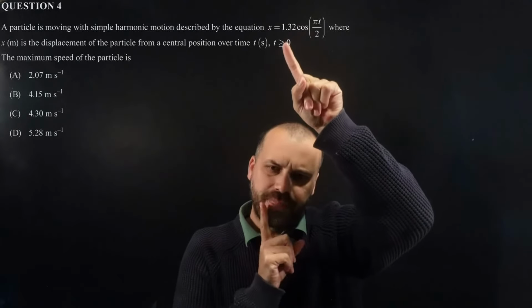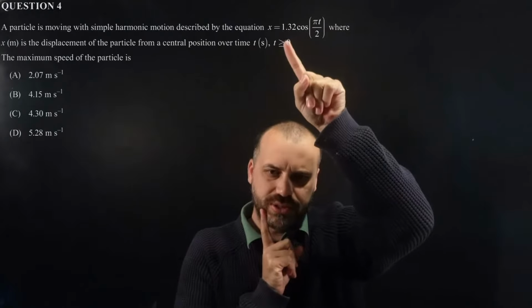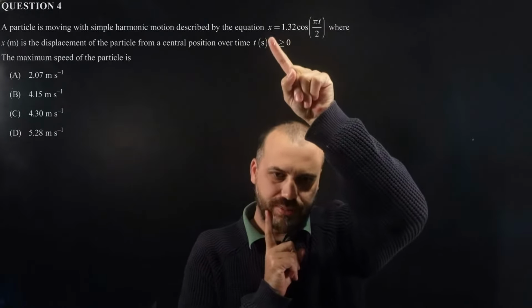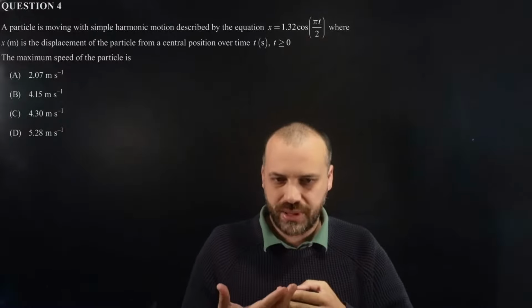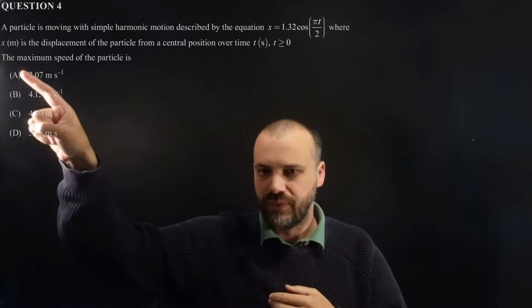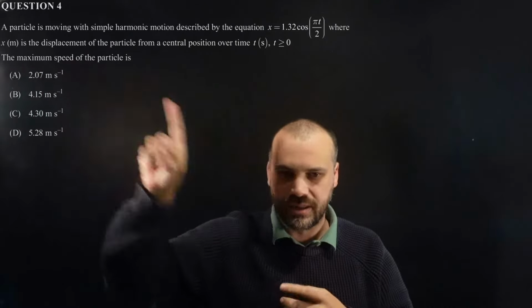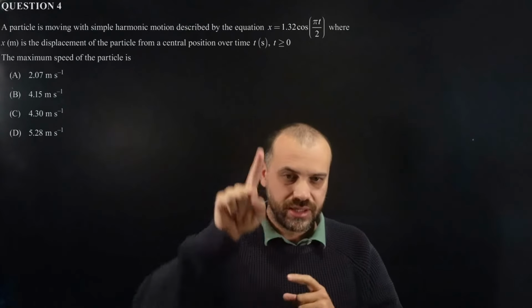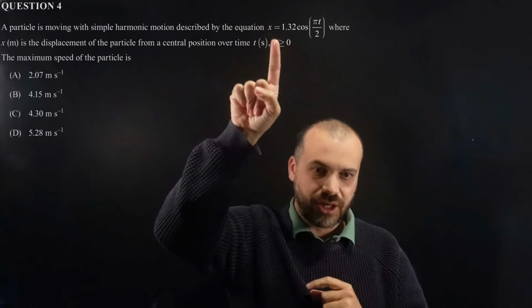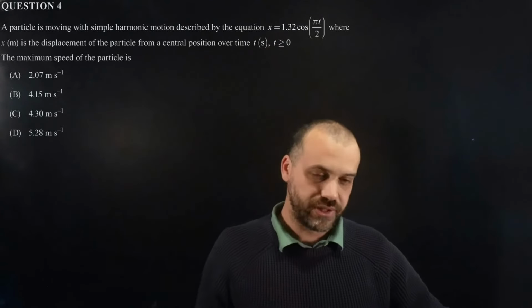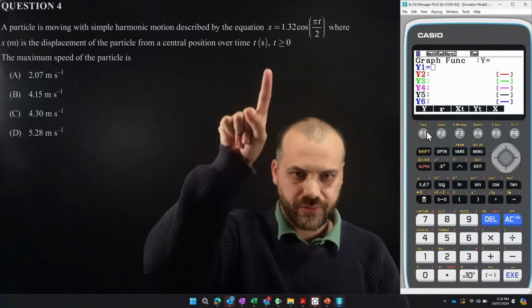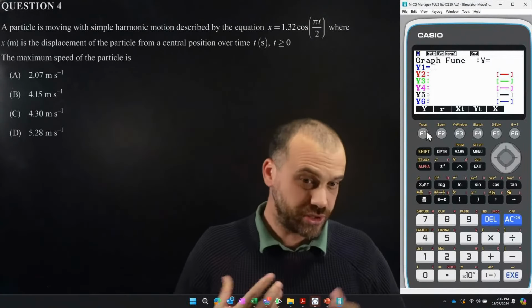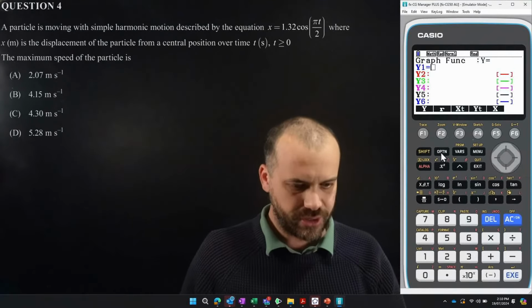Well, actually, I'm not going to sketch this graph because this is the graph of displacement with respect to time. But I don't want to know anything about displacement. I want to know the maximum speed. So that's about velocity. So instead of graphing this function, I'm going to graph the derivative of this function. Feels a little similar to the last question, actually. All right, so we're graphing the derivative of our displacement function to get our velocity function. How are we going to do it?